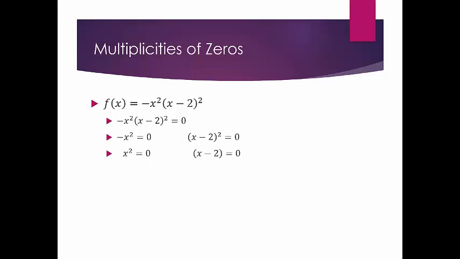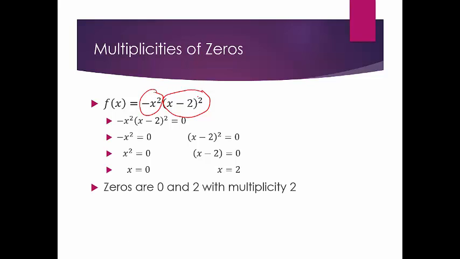We got rid of the negative on the left and got rid of the square on the right, so therefore x equals 0 and x equals 2. When looking at these two factors, we must notice that each factor, negative x squared and x minus 2 squared, occurs twice. So therefore, the zeros are 0 and 2 with multiplicity of 2.